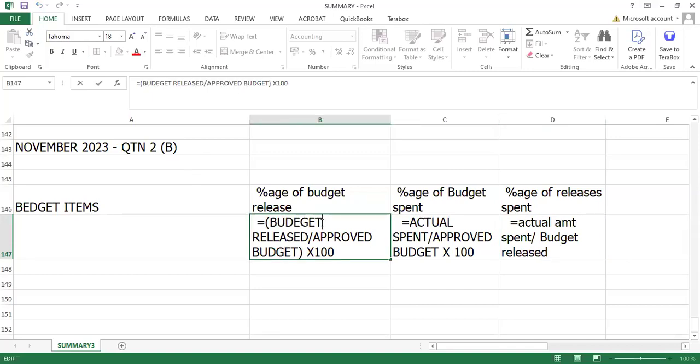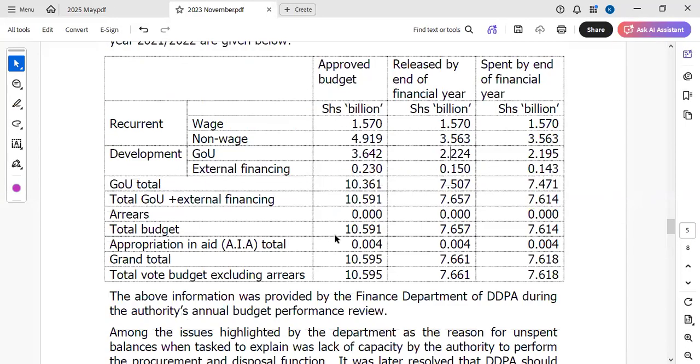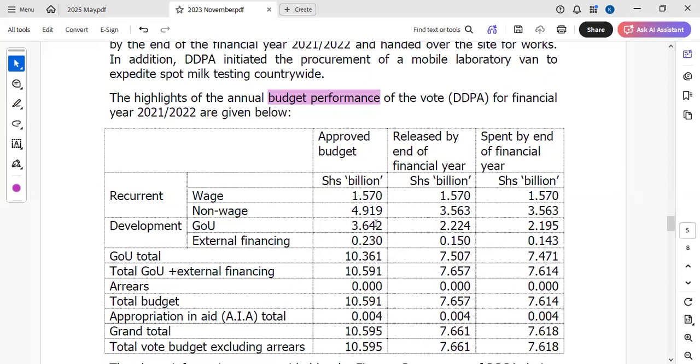But if I use budget released, it can make you confused. But I believe you understand. You get the release, the amount here. But let me leave it there. I hope you still understand what I mean. Because you see, you have the column. Let me just first multiply by 100. You have the columns for all these things that I'm talking about. If you have the approved, you have the amount released, you have the amount spent.